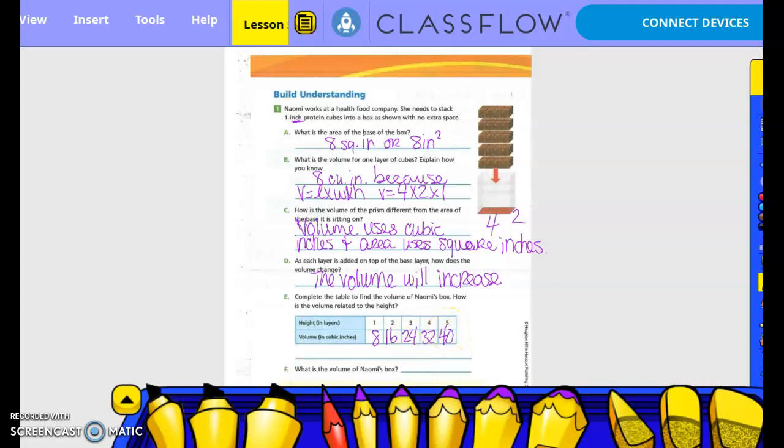So what is the volume of Naomi's box? So it's the total volume. 40 cubic inches, or you could also write it as 40 inches cubed, right? And then we forgot to write up here on this line that the volume increases 8 times as you move up.